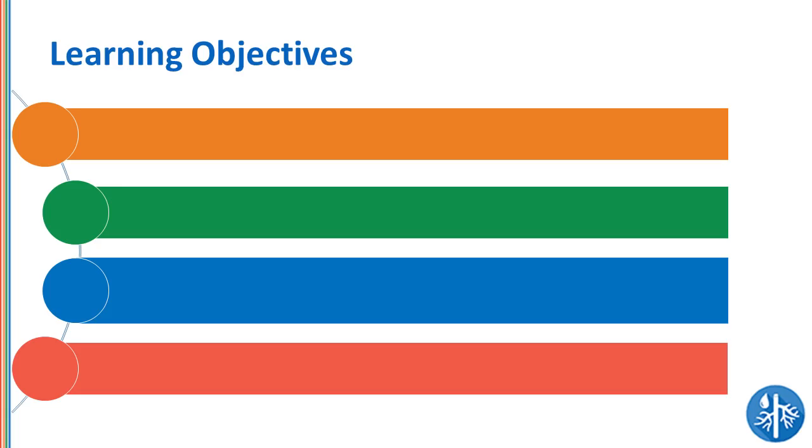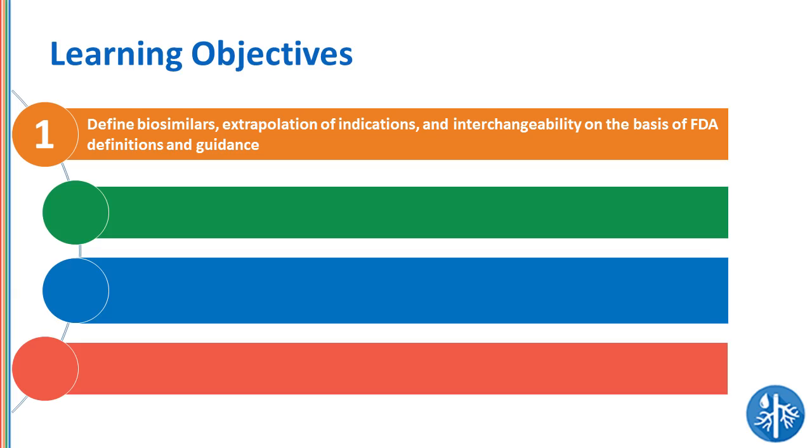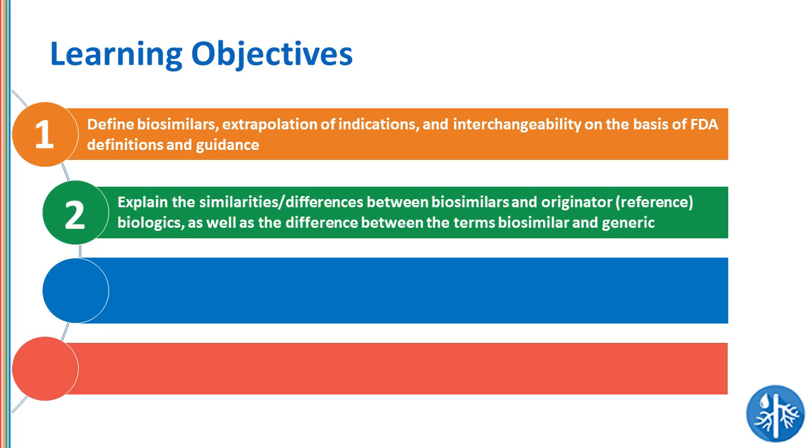First, I'd like to go over the learning objectives for today. Our first objective is to define what a biosimilar is, and talk about extrapolation of indications and interchangeability on the basis of FDA definitions and guidance. The second objective is to explain the similarities and differences between biosimilars and the reference originator biologic, as well as the difference between the term biosimilar and generic.